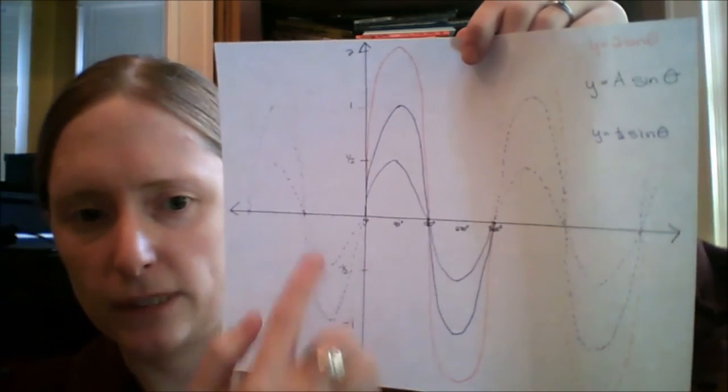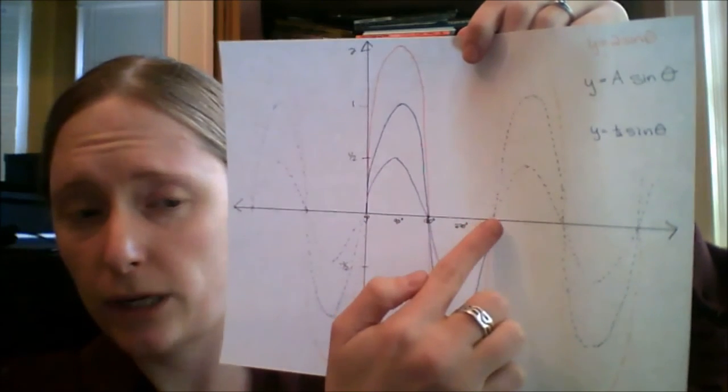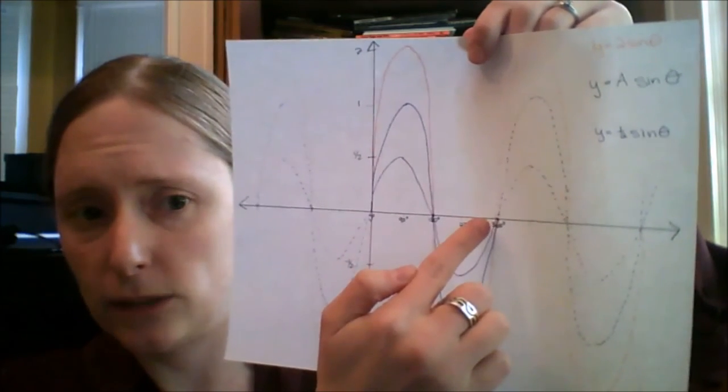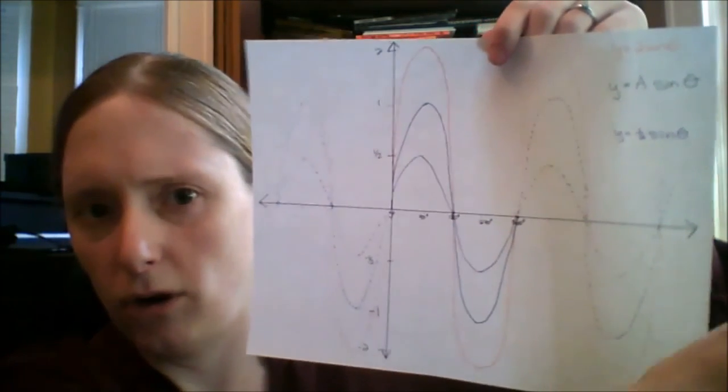And in this example, you can see it's still going over the same period of 0 to 360 degrees and repeating in each direction. So those are the two initial features of a sine graph, amplitude and period.